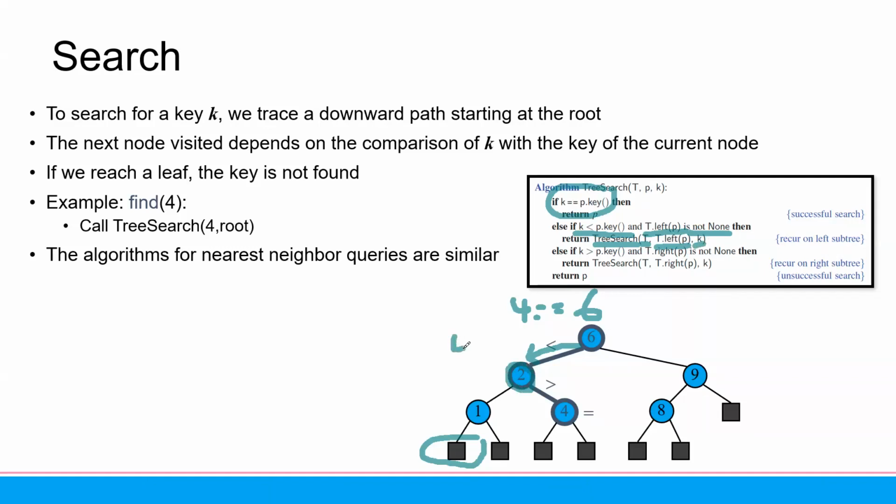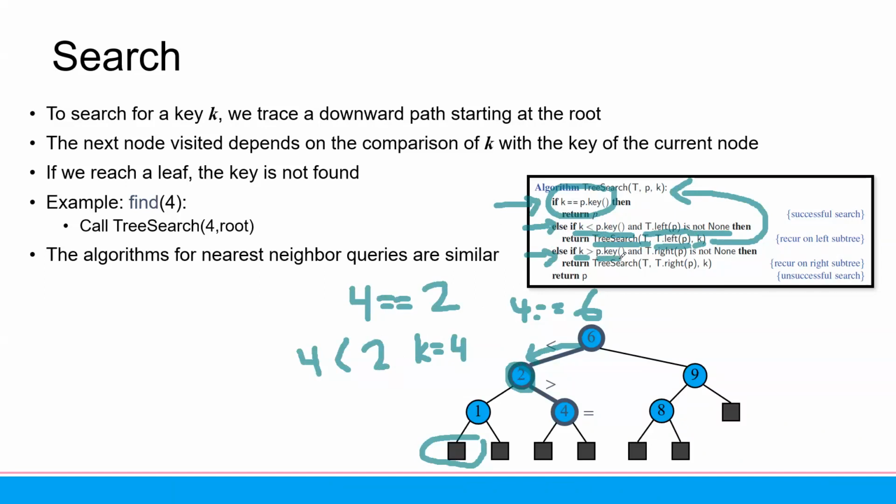So we will have 4 as the K. It is still the same. Now we will check. This is the recursion. Now we have T and T left P, which is 2. So again, we will check this one. K is 4 equal to 2? No. Then we will go to this one. K is less than P key. So 4 is less than 2? No.